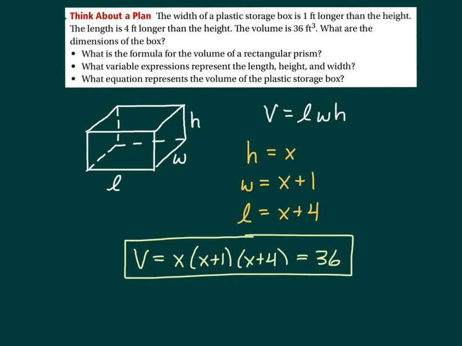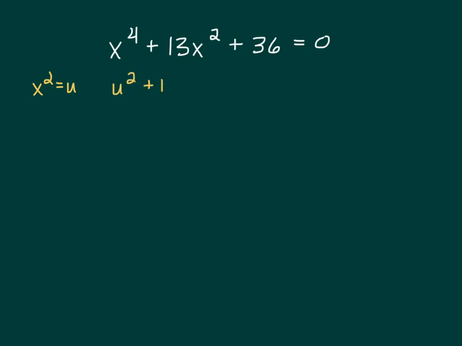I do need to add one problem to the notes here, just so we can see how this works. If I have x to the 4th plus 13x squared plus 36 equals 0. That is a 4th degree polynomial, a quartic. But the idea here is that I could treat this as a quadratic, couldn't I? If I say that x squared is u, don't I have u squared plus 13u plus 36 is 0?